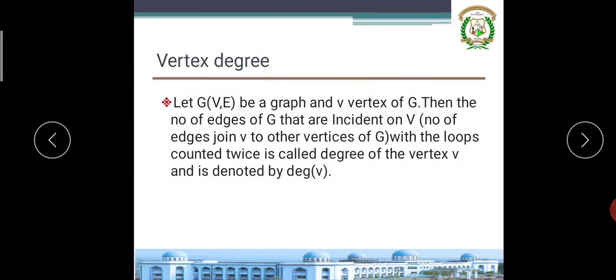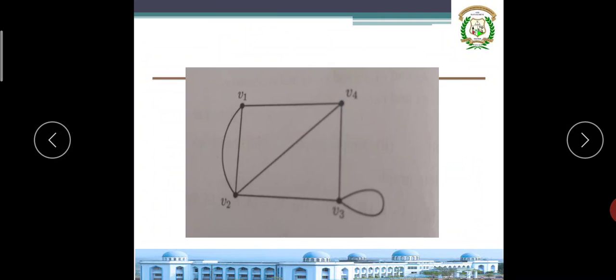Next, vertex degree. What is vertex degree? Just now I told you in directed graphs there is in-degree and out-degree. Here, vertex degree means for a simple graph, not a directed graph. Vertex degree calculation is very simple. Don't be confused between a directed graph and a simple graph. If there is direction, it is a directed graph, otherwise a simple graph. In a simple graph, vertex degree is nothing but the number of edges joining that vertex. How many edges are joining that vertex? But remember, a loop is counted twice. That's called vertex degree.